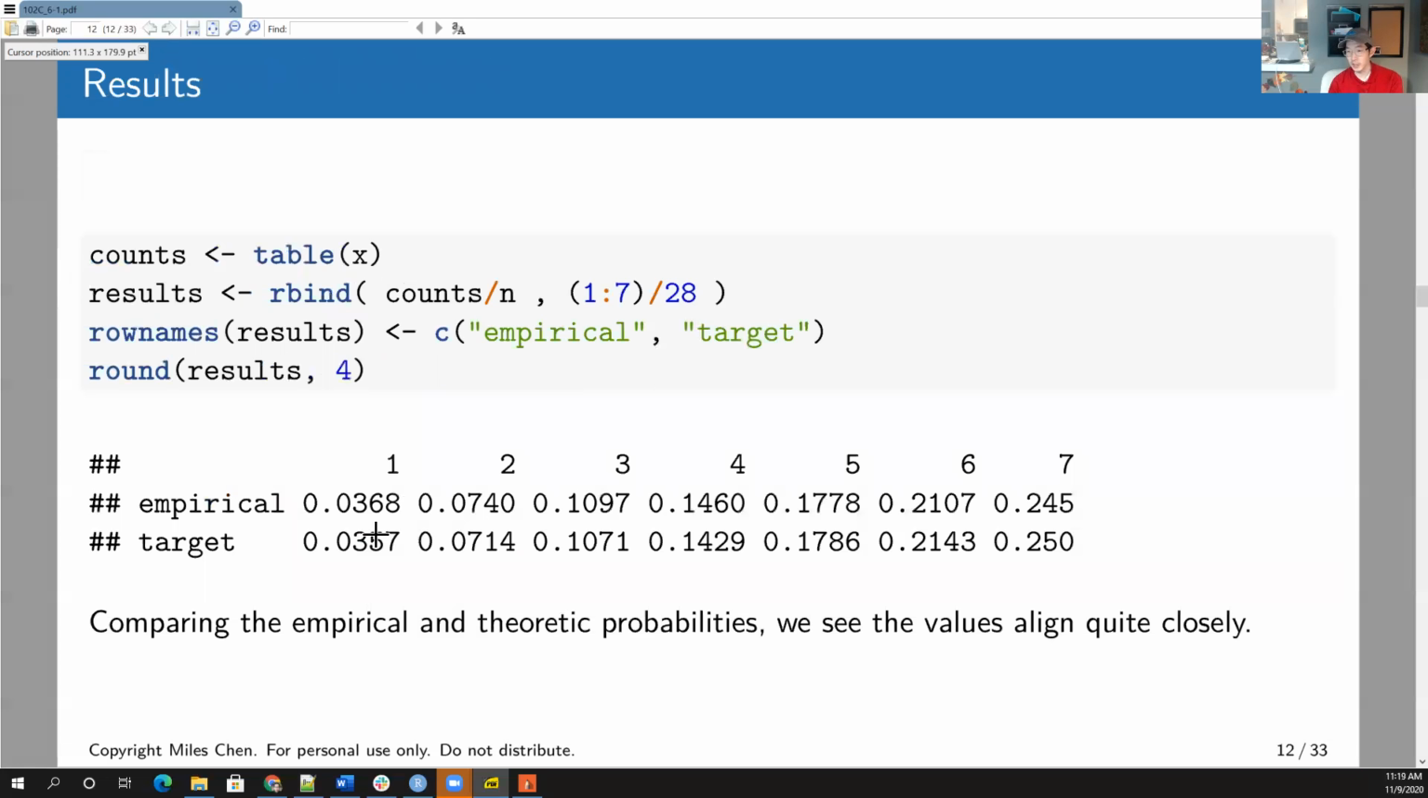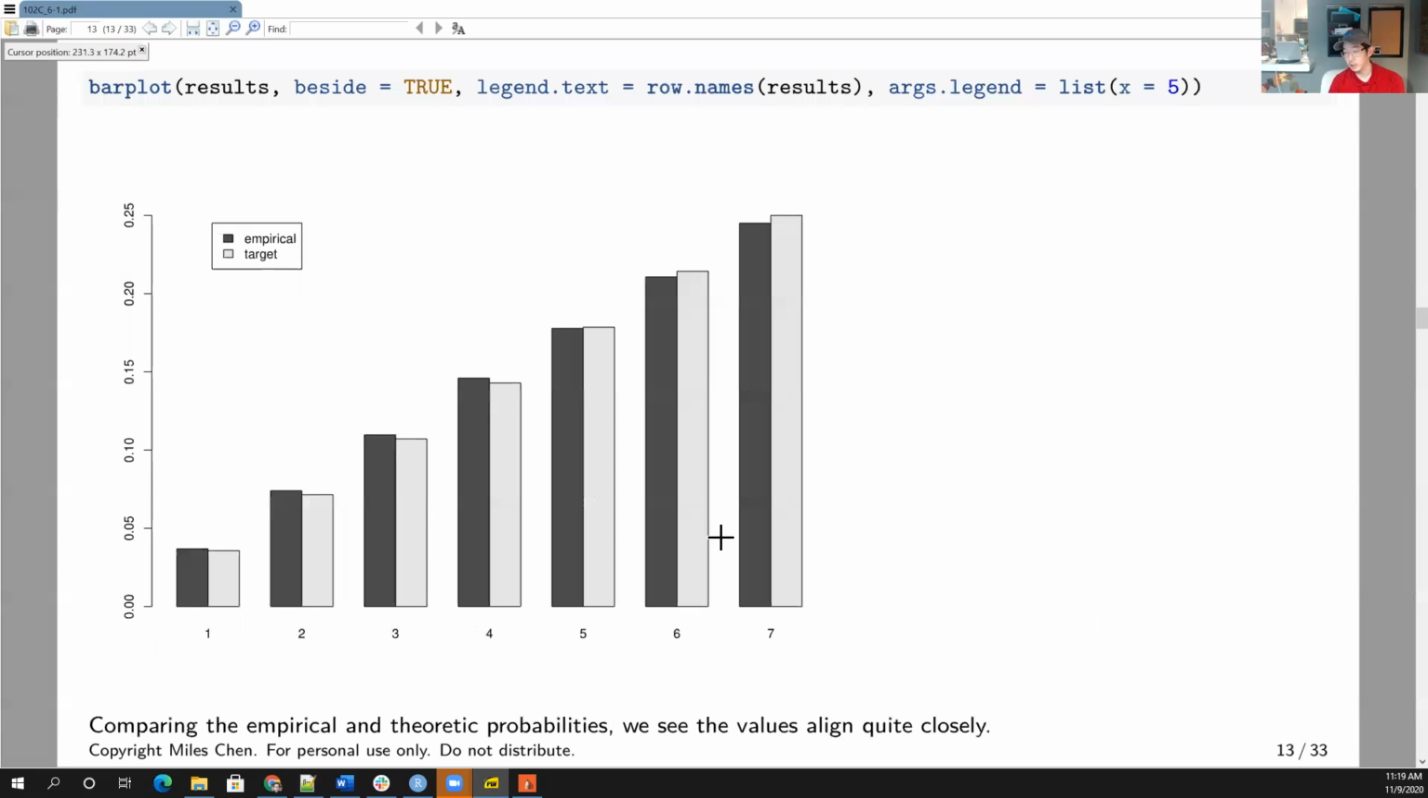Okay, and then I tally up my counts, and this is the resulting table. We get a table of counts and relative probabilities. And if we look at this, we're expecting the target is 0.25 and we're getting 0.245. So we're getting something pretty close. The target's 0.2143, we're getting 0.2107. So these probabilities, the empirical and the target distributions, seem to line up pretty well. Okay, they line up pretty closely. When I create a bar plot, we see these things line up very closely as well. All right.